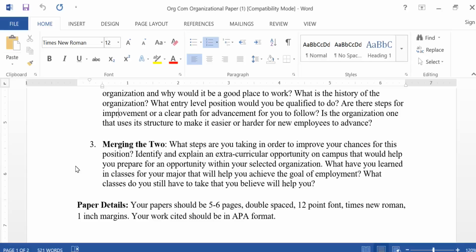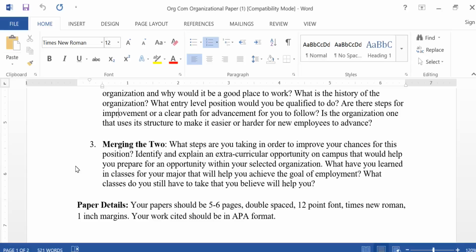Now I want you to identify and explain extracurricular opportunities on campus that would or have helped you prepare for this opportunity. I want you to talk about specifics that you learned in classes that fit with this organization. What I'm hoping you see is some kind of congruity between the education that you're receiving for the degree that you're paying for and the opportunity with an organization that you want to be a part of. If there isn't a clear congruity between those two, then that's a problem.